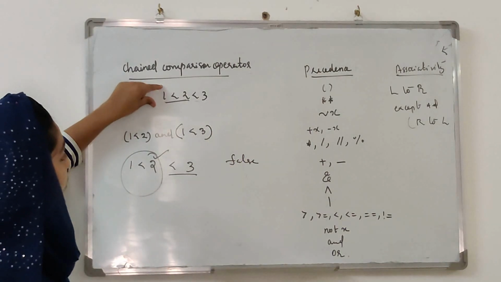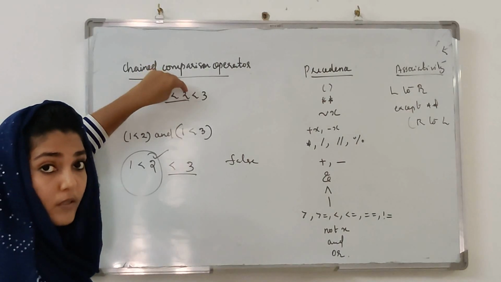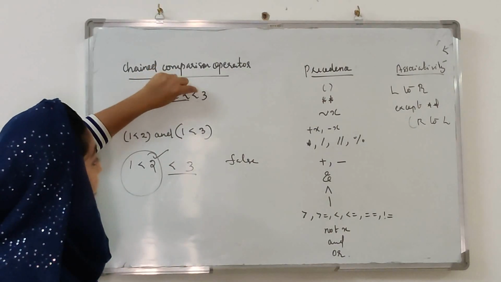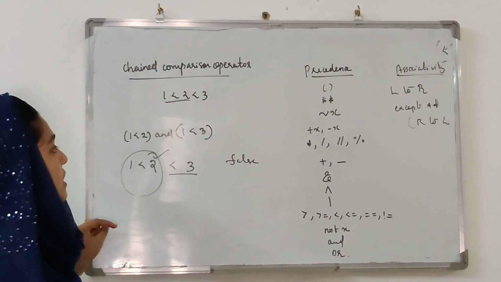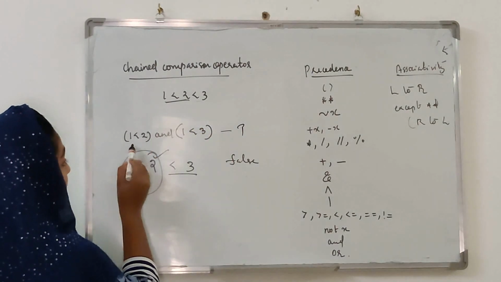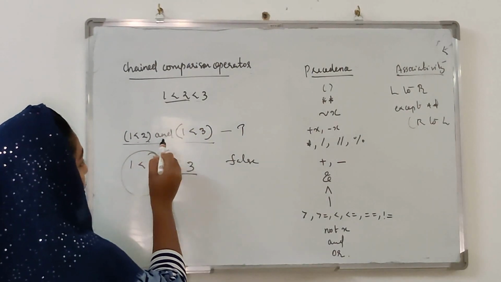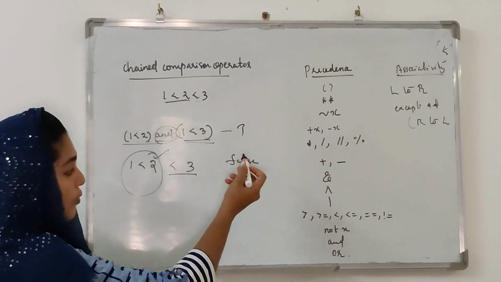So what is the final output of this question? 1 less than 2. Is it true or false? True. Then 2 less than 3, that is also true. Then true and true. What is our final answer? It is true. One way is we can write it like this: 1 less than 2 and 2 less than 3. Then find our final output.